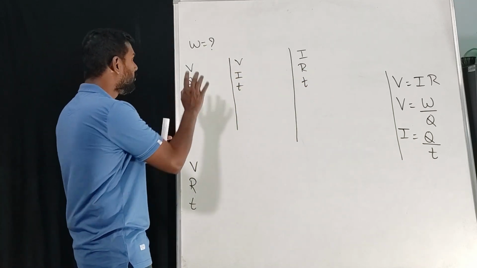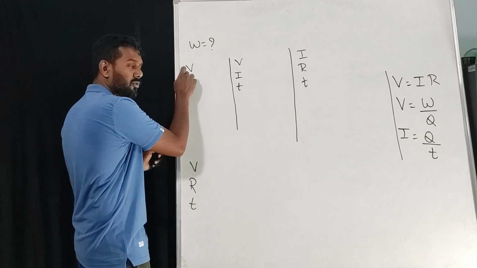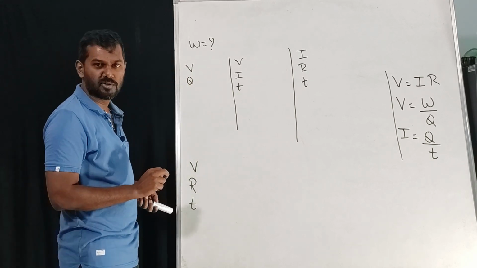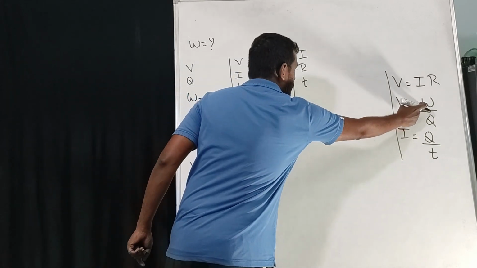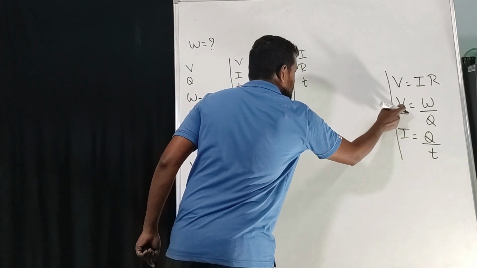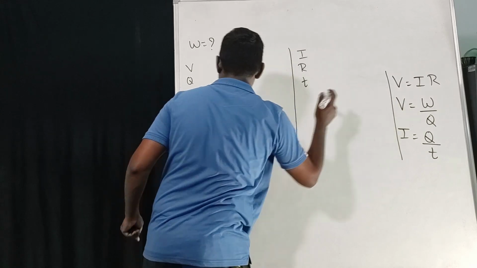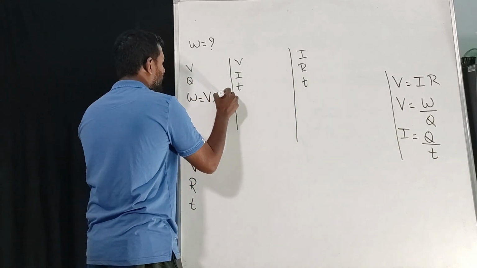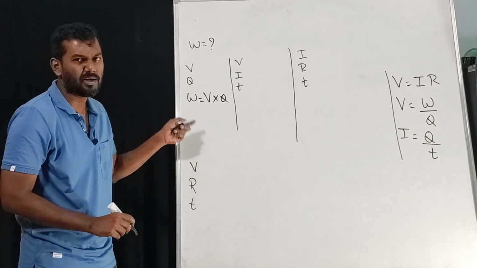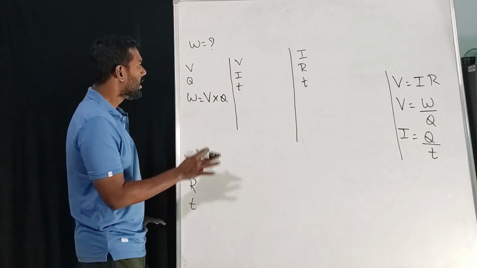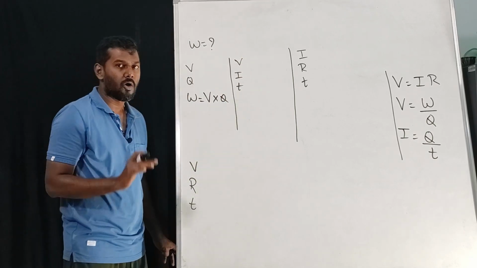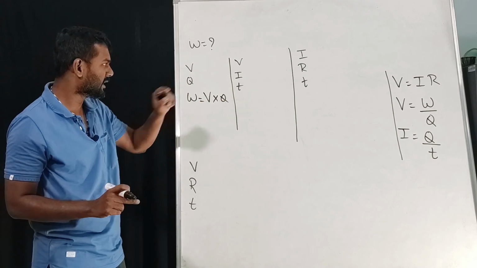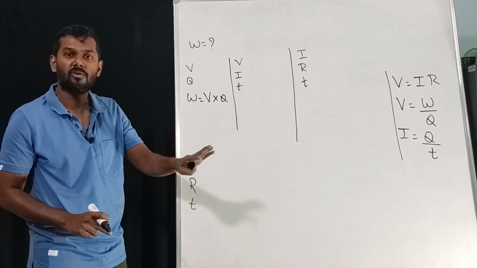To find work done, if voltage and charge value are given, then it is very easy. From the basic formula, if you send Q to this side, W is equal to V into Q, correct? W is equal to V into Q. This is the basic formula to find work done. Assume voltage is given, current is given, and time is given. So then what will be the formula?